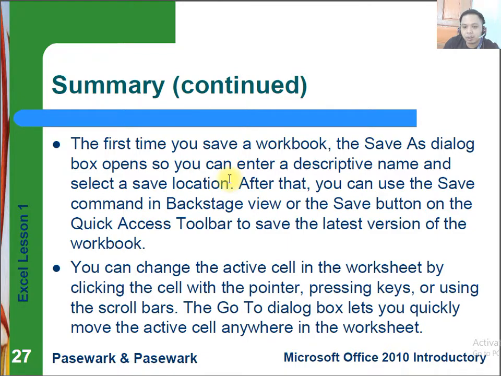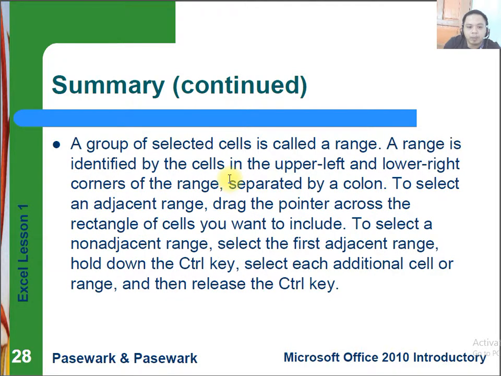Okay, to save the latest version of the workbook, you can change the active cell in the worksheet by clicking the cell with the pointer or by pressing yung arrow keys natin, left arrow, right arrow, ganyan. Okay, or yung home keys, ganun. Or by using the scroll bars. The Go to dialog box lets you quickly move the active cell anywhere in the worksheet. Okay? A group of selected cells is called a range.